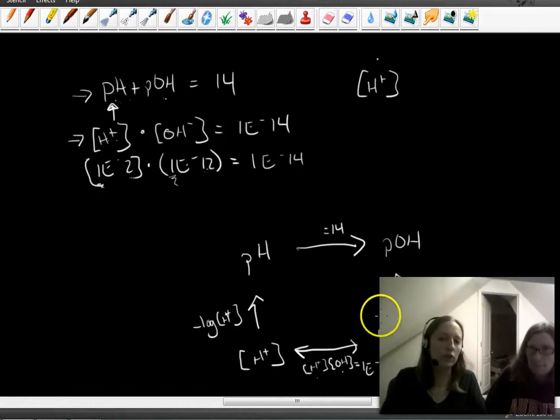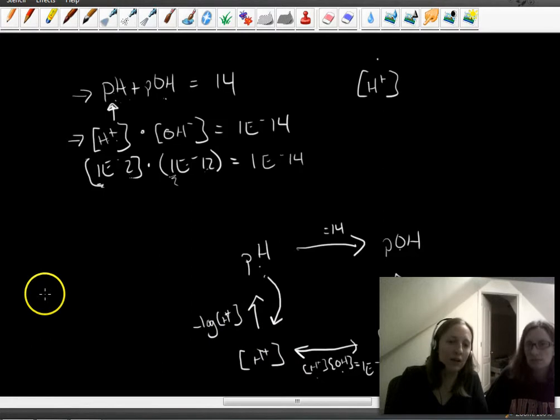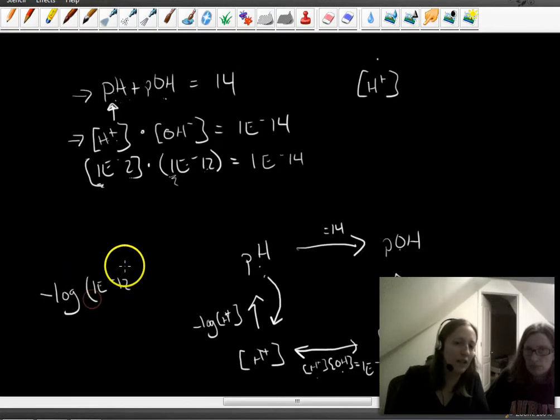So you can move around this square. For example, if they give you the pH, you can move to the pOH and then move to the OH minus, and then move to the H plus, and then move back to the pH. You can just go around in a circle if you want to. But to go this way, you have to know how to unlog, which is a particular math thing that let's go over right now. Negative log of, for example, 1e to the negative 12th. What is that? 12. 12, good.